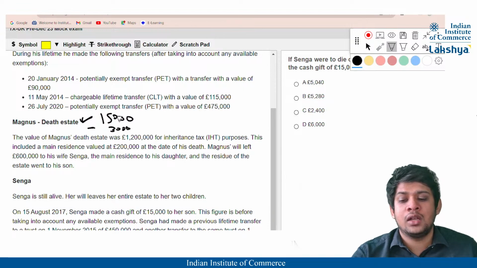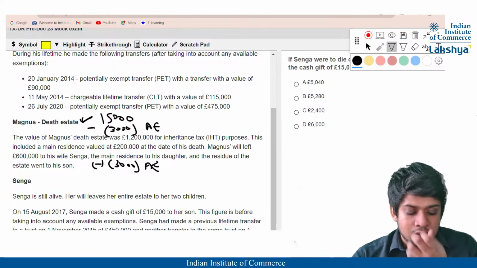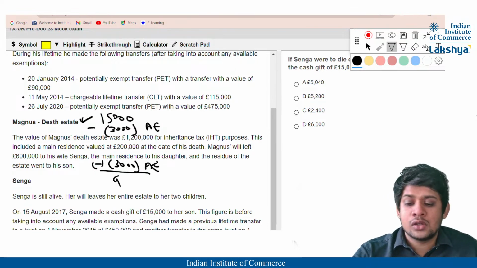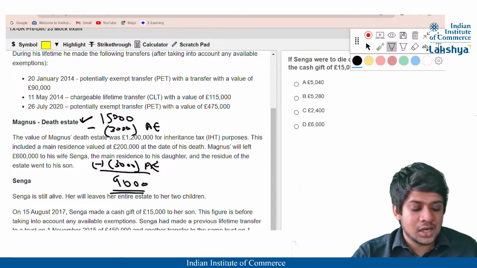Firstly, it will not be classified as a small gift exemption or anything. 3,000 would be deducted as her annual exemption for the current year. Then again, 3,000 would be deducted as an annual exemption for the previous year, right? So only 9,000 would have been chargeable. Correct. Only 9,000 would have been chargeable.